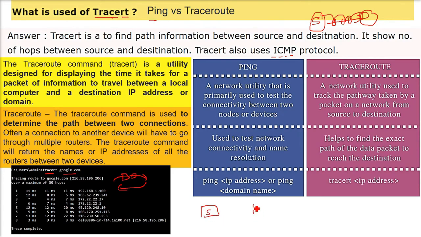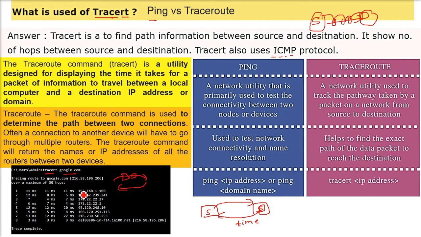Ping is a network utility that is used to test the connectivity between two nodes. It uses the ICMP protocol: it will just send an ICMP echo and the machine will reply with an echo reply back. So basically ping is for knowing how much time it takes and also to know the health. As I said, you check the connectivity between the devices.